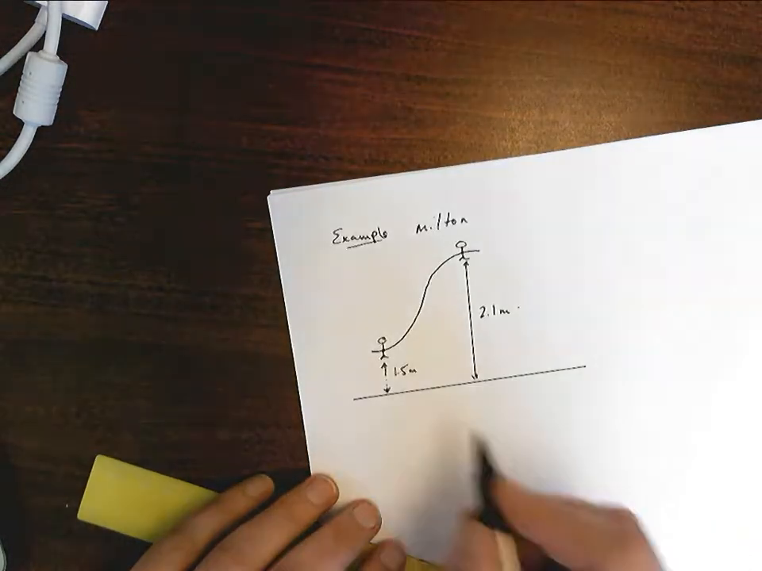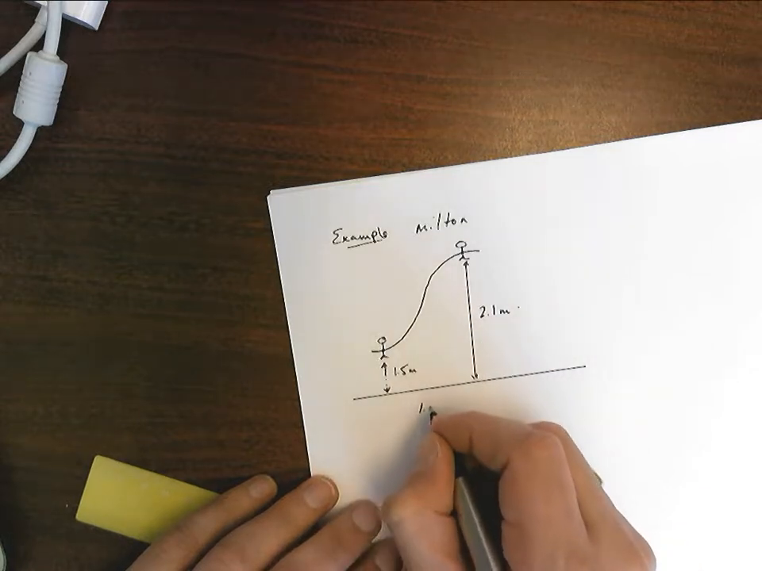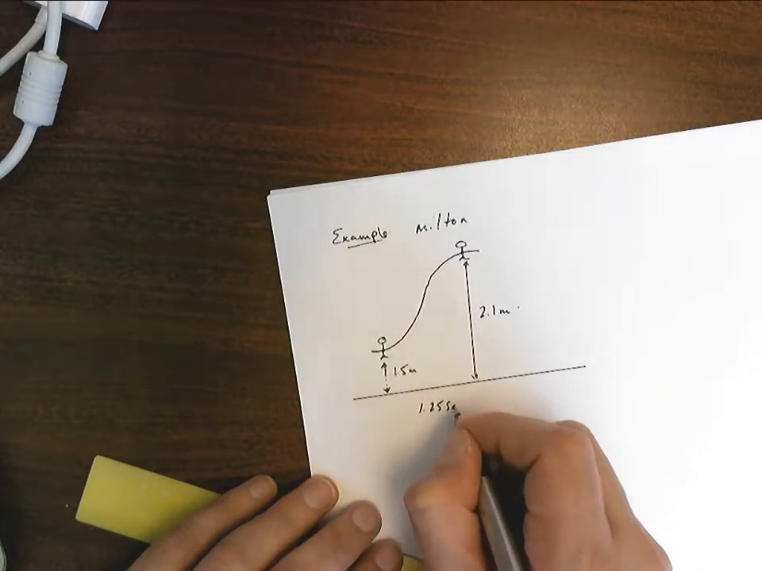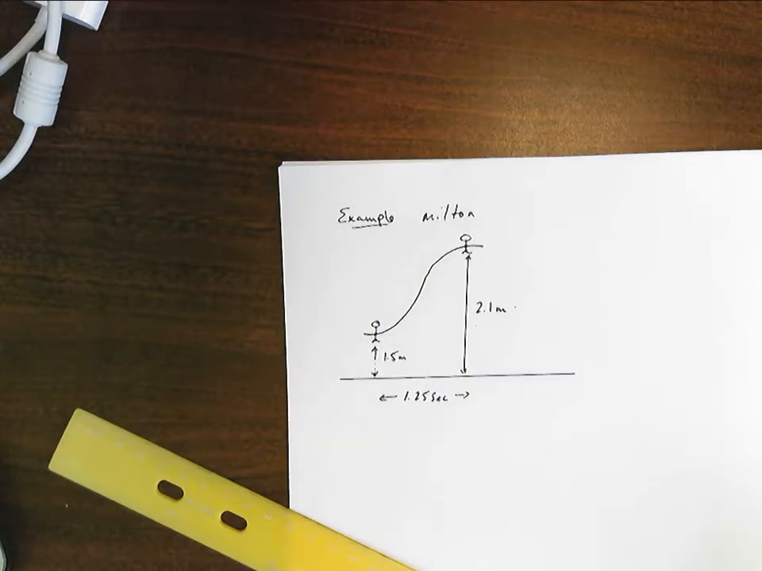And you know that the time it takes him to go from the trough to a crest was 1.25 seconds. So that's what we've got. And the question is, come up with an equation for good old Milton.